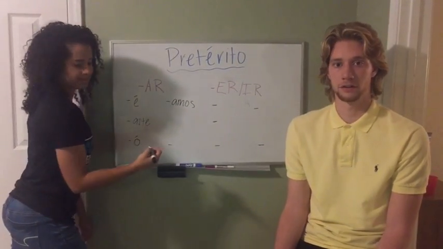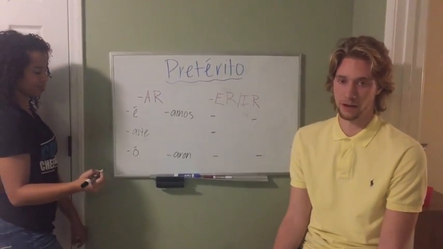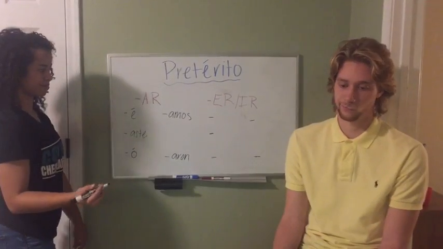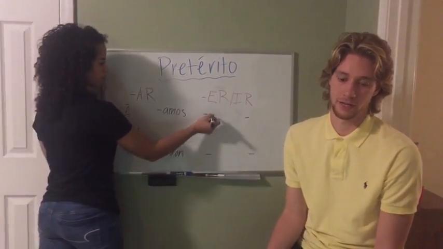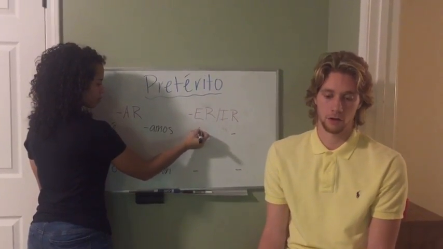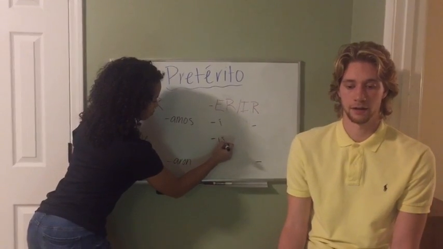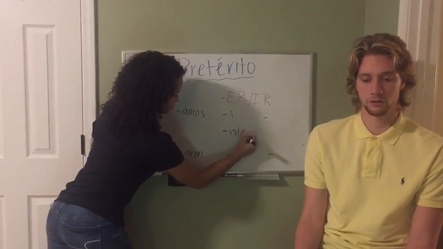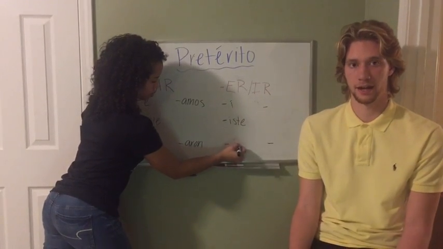And for the ellos, ellas, or ustedes form, you will add aron. And for the ER and IR verbs, it's the same. In the yo form, you drop the ER or IR and add í. In the tú form, you drop the ER or IR and add iste.